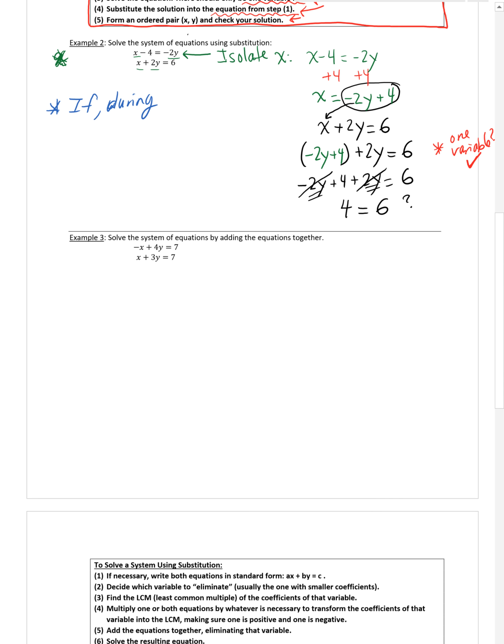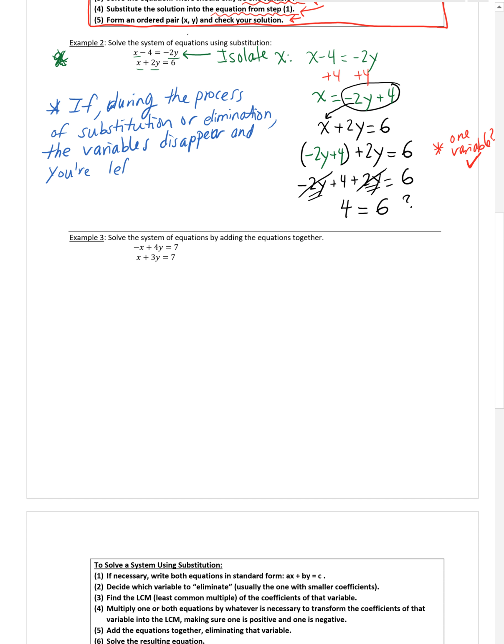I'm going to say, if during the process of substitution, this method that we've been learning, or as a matter of fact, elimination, the next method we learn, what we're about to say goes for both methods. So if during either process, substitution or elimination, the variables disappear, and you are left with, like we have, notice what are we left with here? 4 equals 6. That is a false statement.